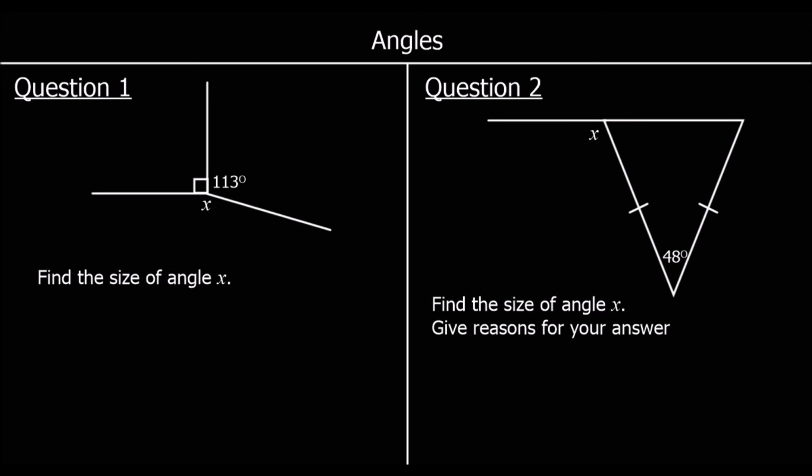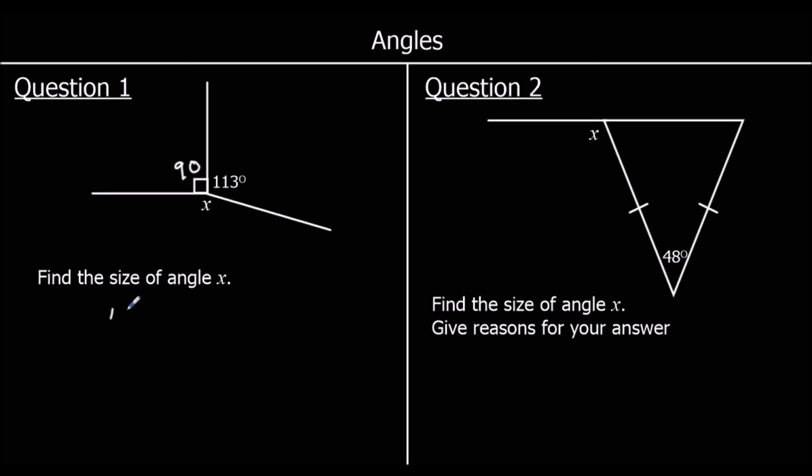Okay, to finish up, we've got two questions. So give these a go. In the first question, we've got angles around the point. Angles around the point always add up to 360 degrees. We've got a right angle here. So this is 90.